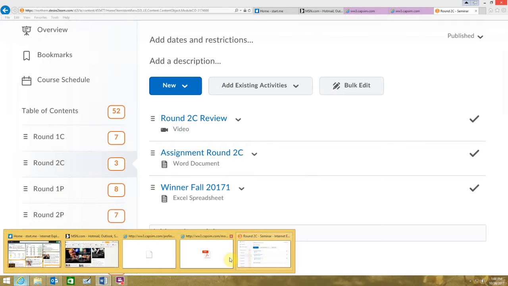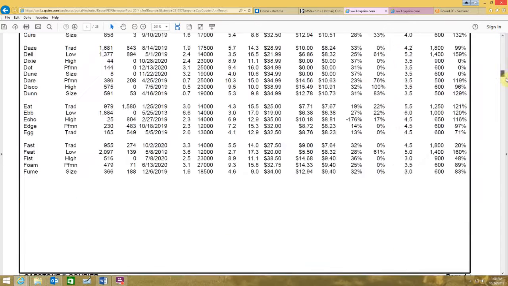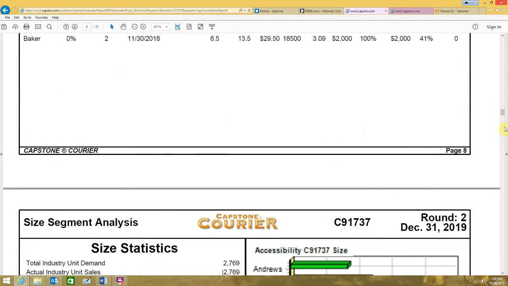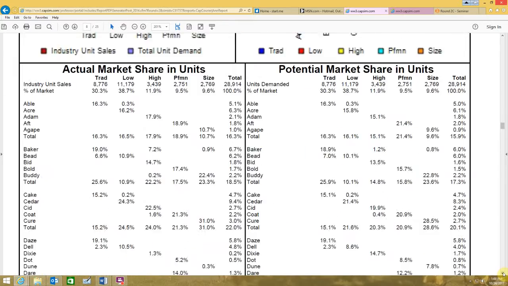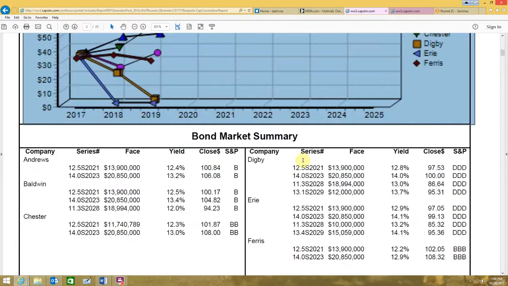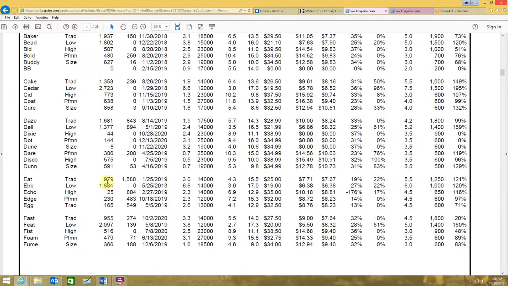I think when we look at the perceptual map, we see that there are some products, especially by Team Erie, that are moving into the traditional segment, but maybe aren't as yet listed there. Let me get down to that. There it is. Like Egg and Edge, and they may or may not be up here listed as in the traditional segment. Egg is, but Edge is not. So Egg we will count, and Edge we would not.